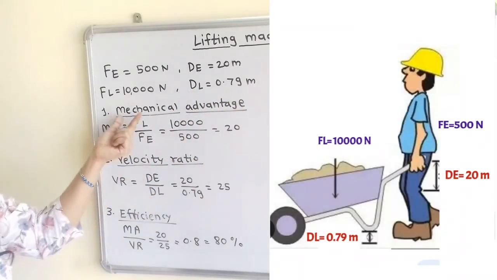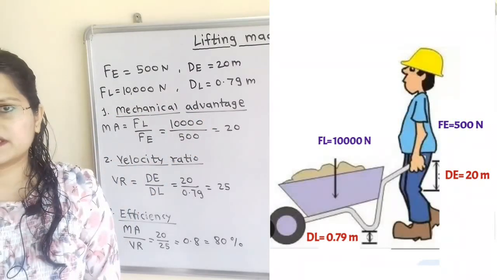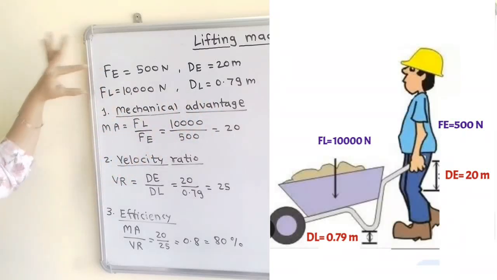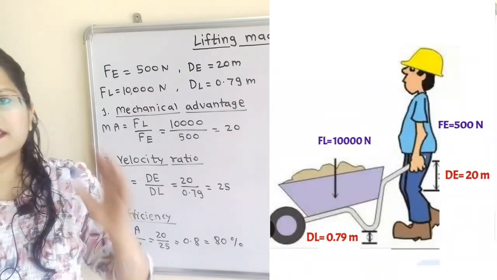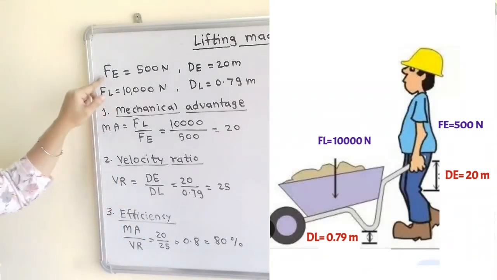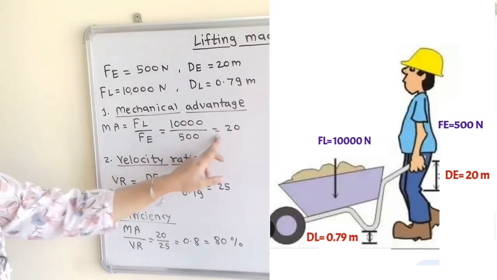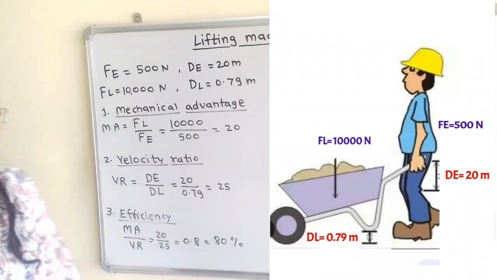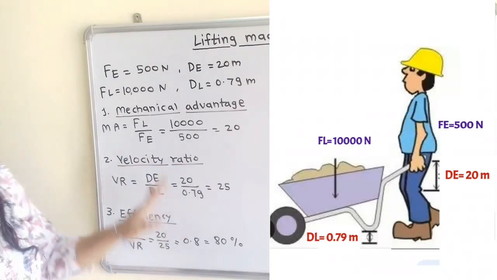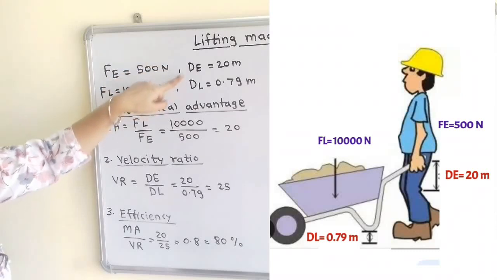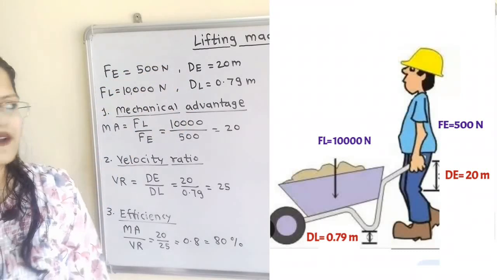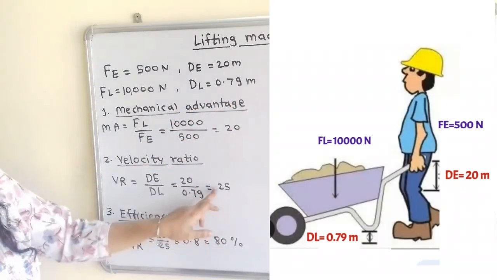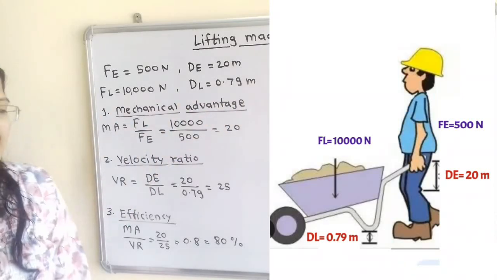Now first question, we have to find out mechanical advantage. In case of lifting machine, mechanical advantage is the ratio of load and effort, that is FL divided by FE, which is equal to 20. Here the Newton unit is getting cancelled and the answer is 20. Now velocity ratio. Velocity ratio is the ratio of distance moved by effort divided by distance moved by load. That is 20 divided by 0.79, which is equal to 25. Here also the meter unit is getting cancelled.